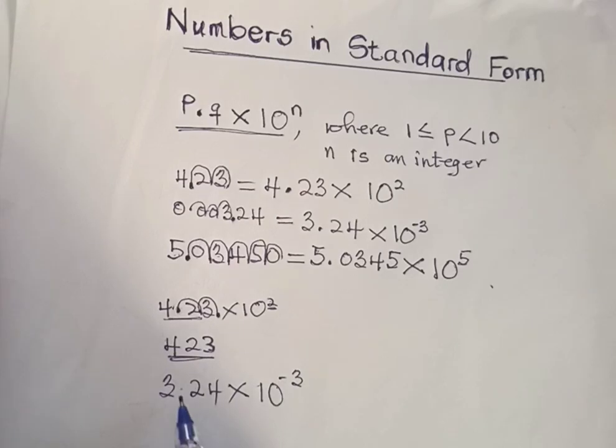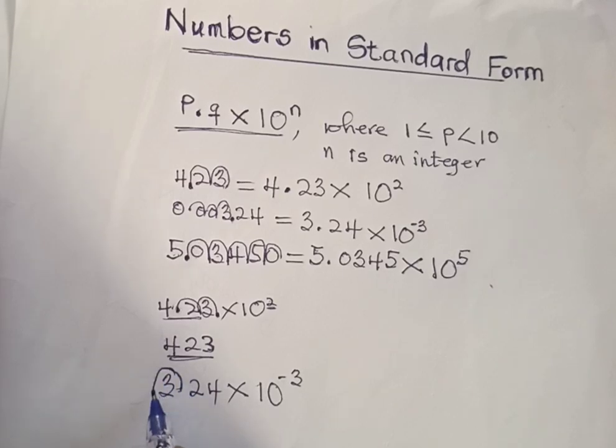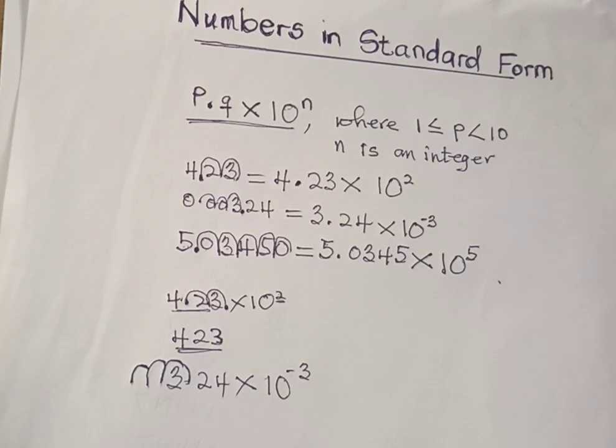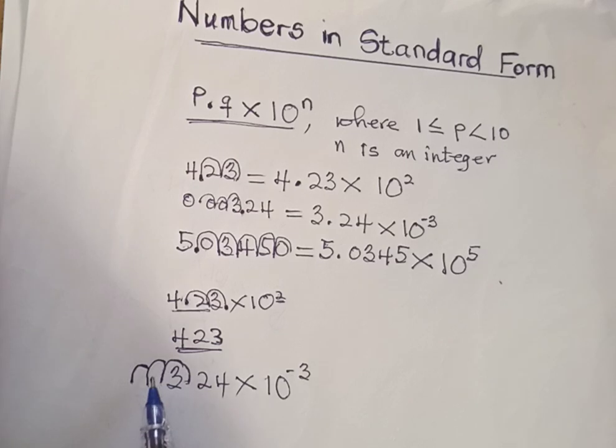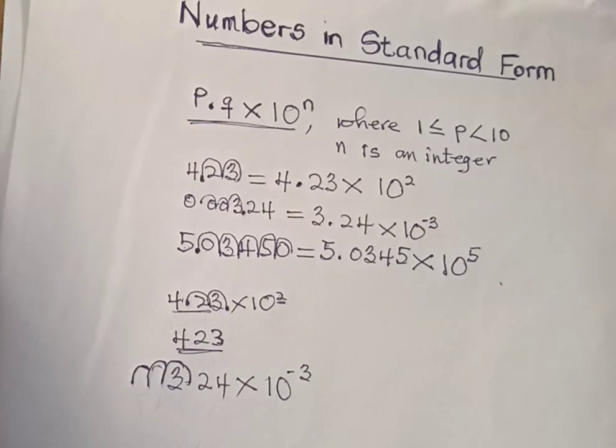But this time, how many times? 3. So we move from here 1, 2, 3. Have you gotten that? But after moving, you realize that we don't have any number here. So what you do is, places where you don't have numbers, you replace them by zeros. So it is going to be 0 here, 0 here.